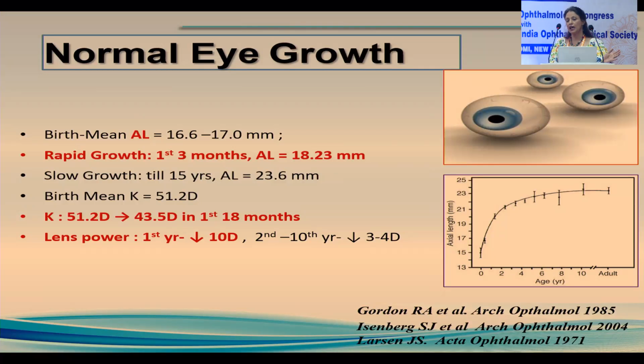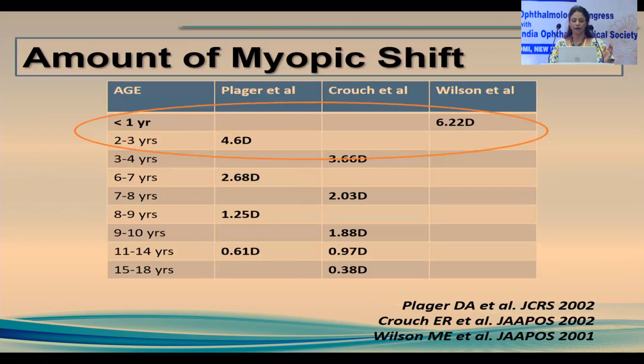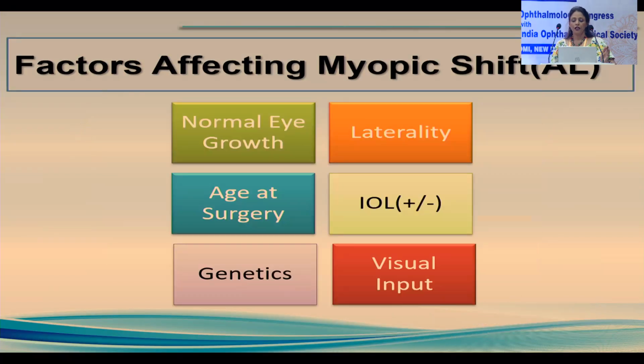All these changes occur markedly during the first 1.5 to 2 years of life. The maximum amount of myopic shift, as seen in various studies, is again in the same time duration. So let's look at the factors which affect this myopic shift: the normal eye growth pattern for everybody, the age at which we operated the child for cataract, whether we have placed the IOL or not, whether it was a unilateral or bilateral cataract, the genetic influence from the parents, and the visual input, meaning for how long that eye was deprived of seeing clearly.